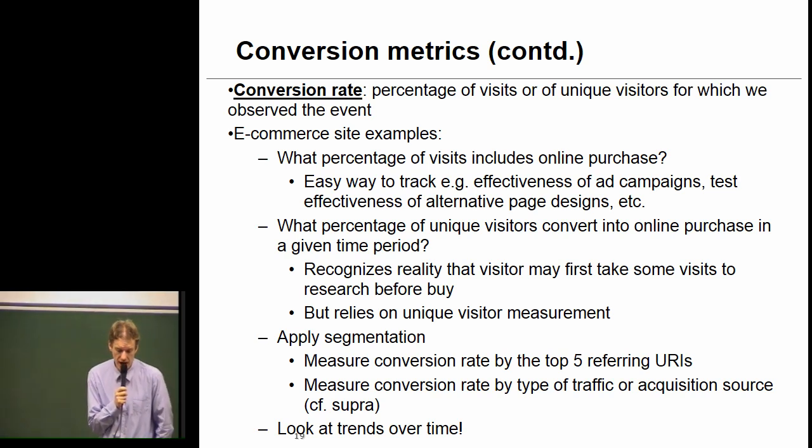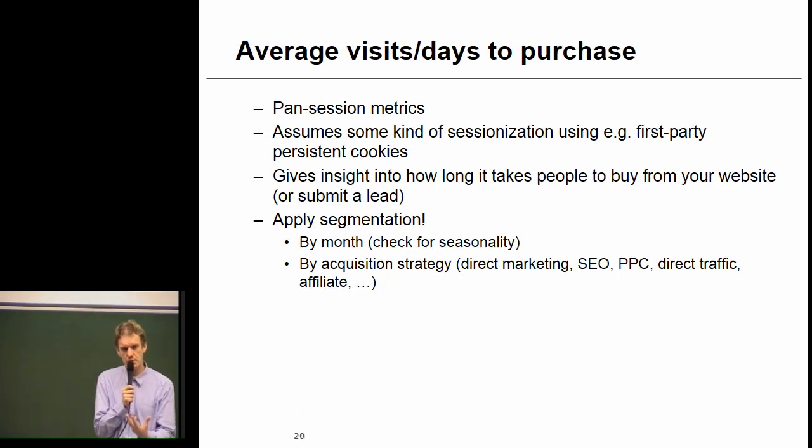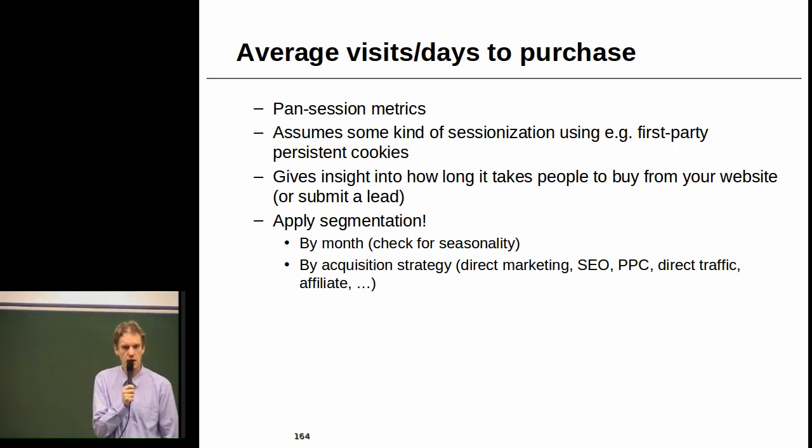Other metrics are average visits or days to purchase, which are pan-session metrics. With a pan-session metric, we mean that they span multiple sessions. So it's just not for one particular session, but measured across different sessions, right? So this is going to give us insight into how long it takes people to buy from our website or submit a lead. We can again apply segmentation. I can do the segmentation based upon a time period, whereby I can check for seasonality. I can do it based upon my top 5 referrers. I can do it based upon acquisition strategy, direct marketing, SEO, and so on. So again, an example of a metric that you can segment in various ways.